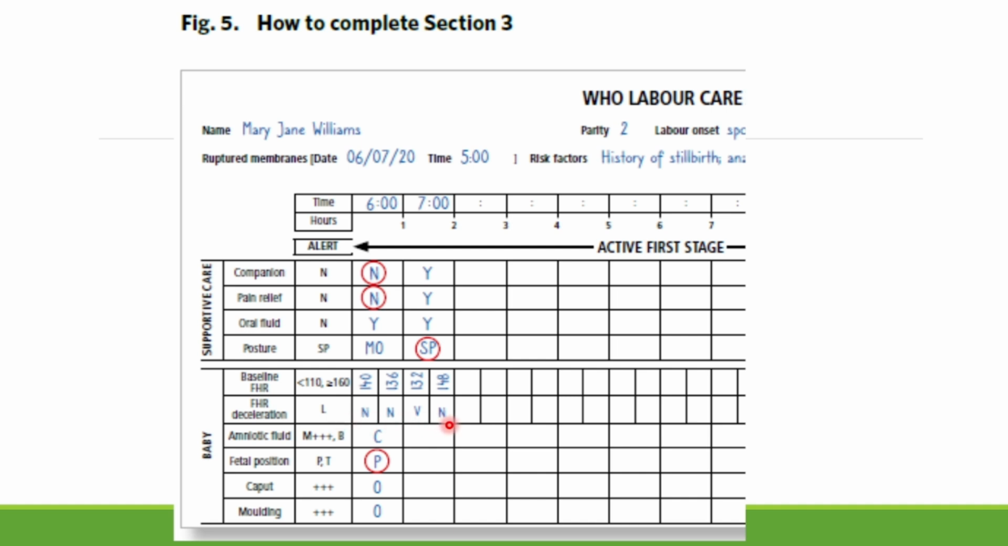No, no, variable, no. All these we record, and then we check with the reference. Only the late deceleration we mark as red, so we have no problem here. What about the liquor? It is clear, so okay. What about the position? It is occiput posterior. Here we should plot the circle because this is abnormal. This is in the alert column. And the caput, no. Molding, no.